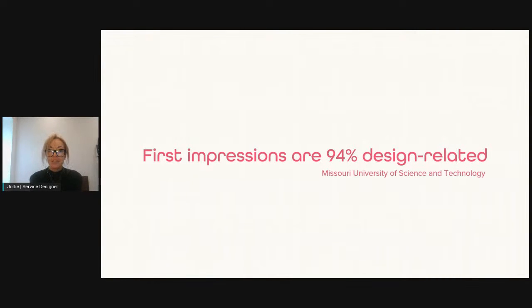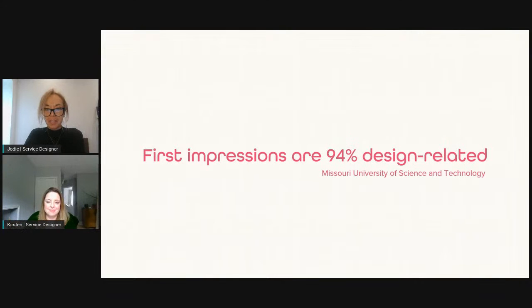So today we're going to talk you through our 8 top tips for designing forms. I'm going to hand over to Kirsten, who's going to take you through our first few tips.